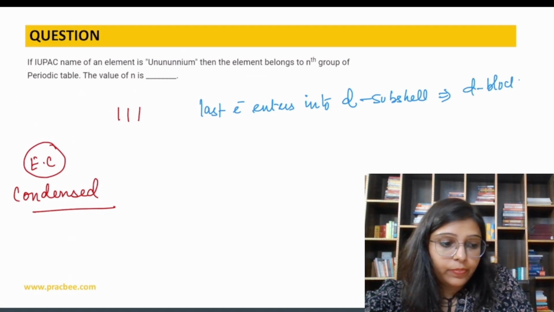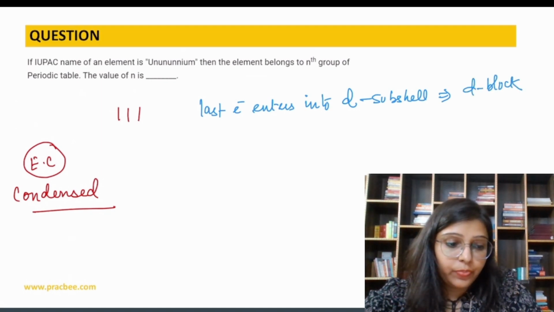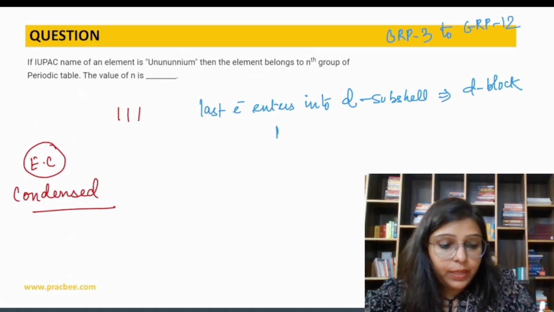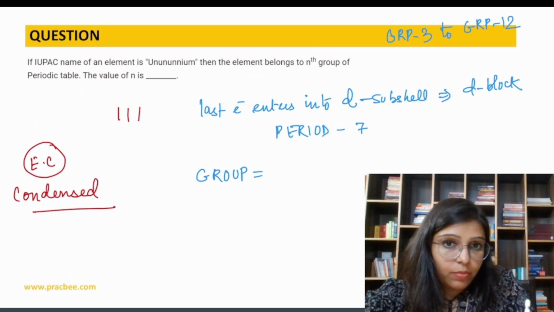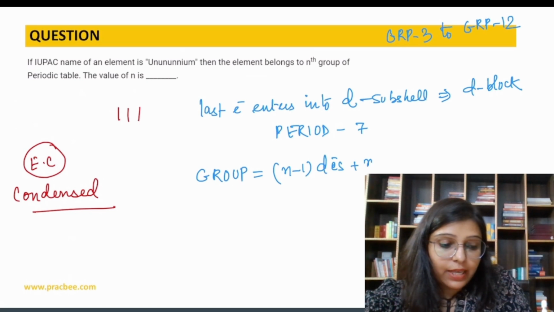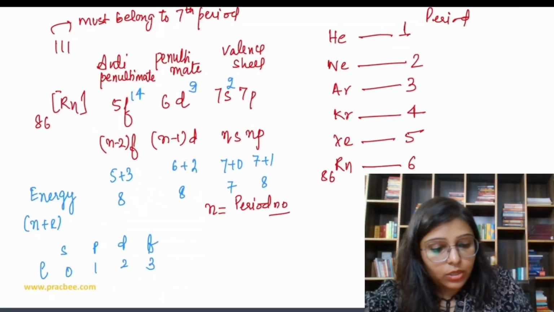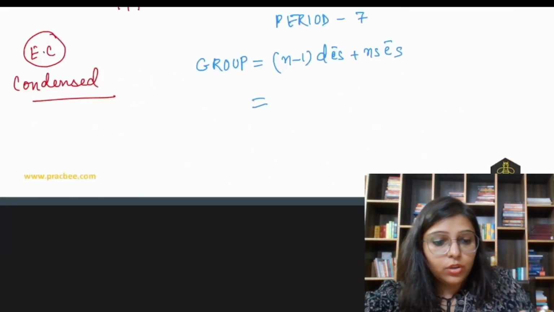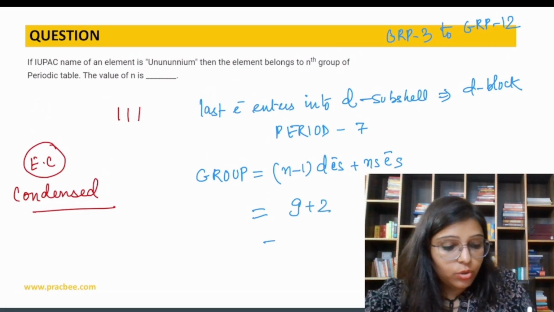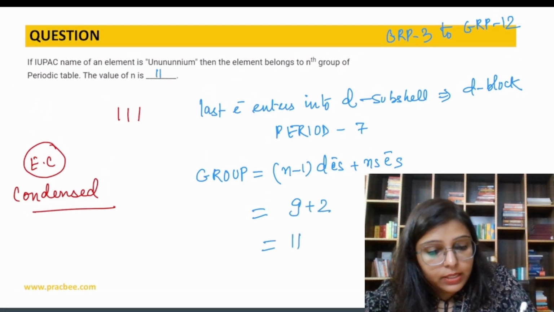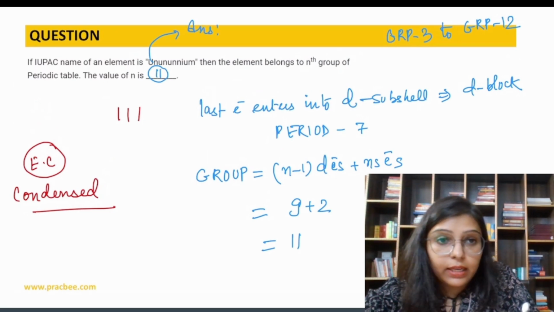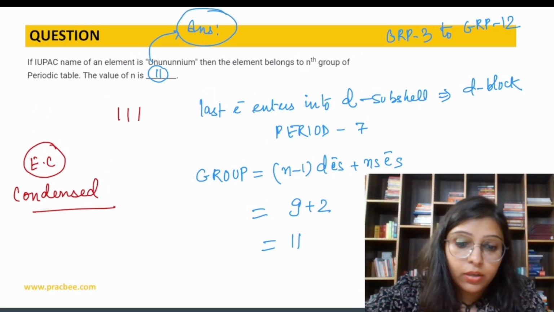It's a d block element, and we know that d block elements are from group 3 to group 12. Now the period is 7. In order to determine the group for d block, we have to add (n-1)d electrons plus ns electrons. So (n-1)d electrons are 9 and 7s is 2. So 9 plus 2, total 11. So the group number is 11. Answer is 11. Okay, so that's it.